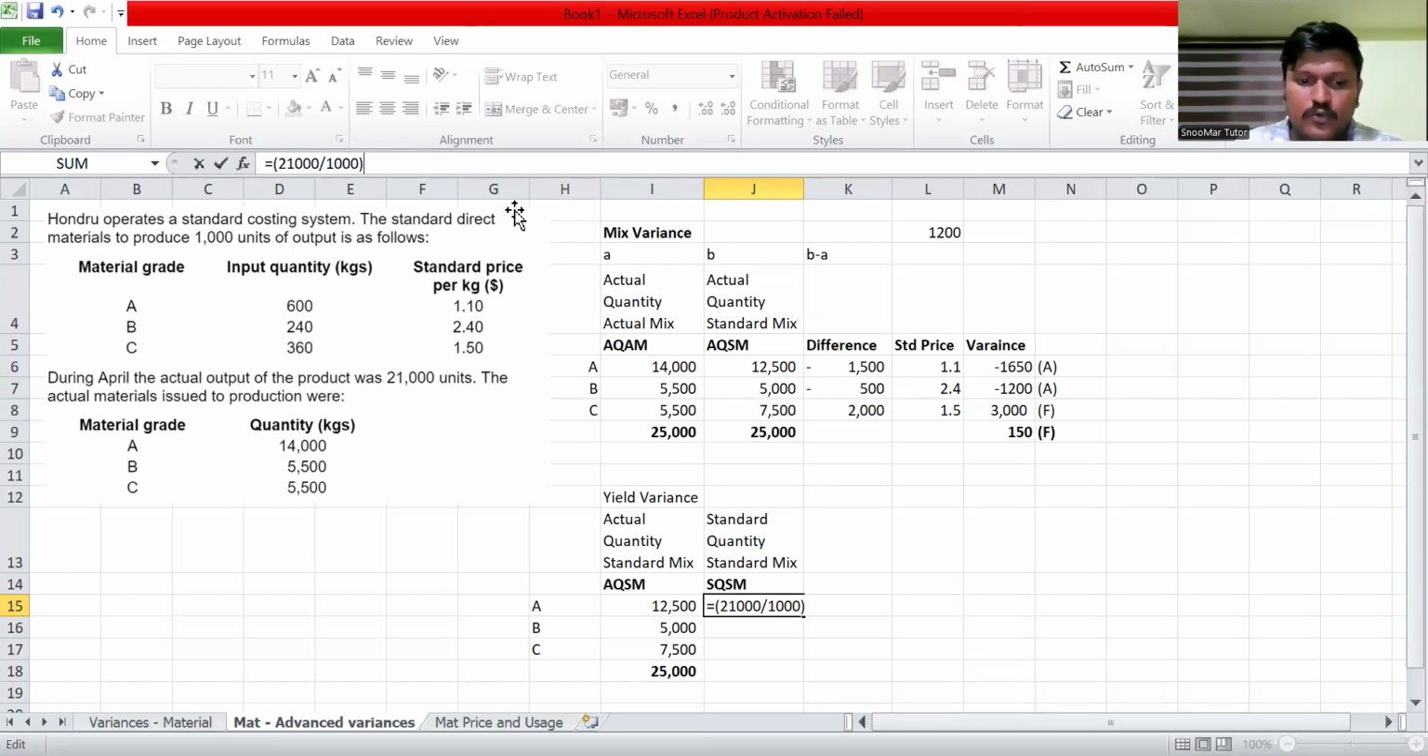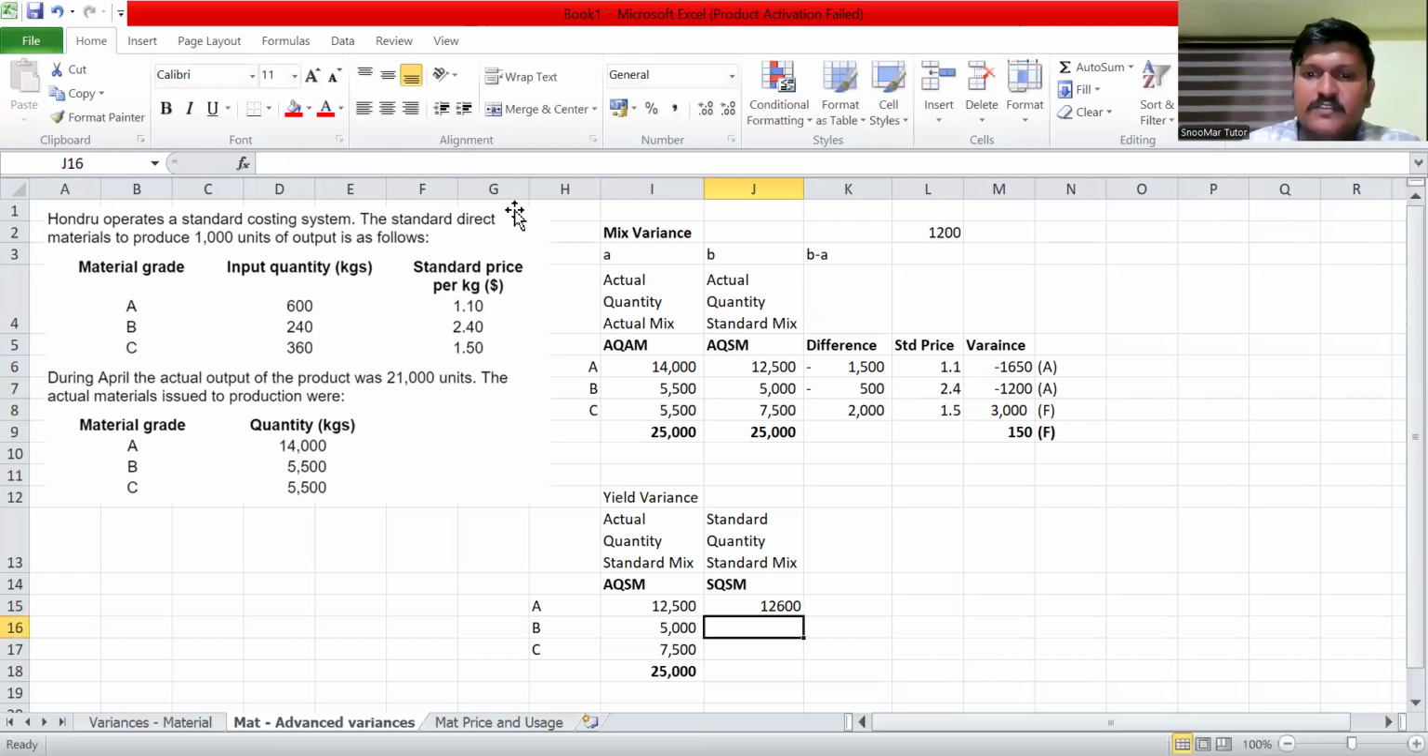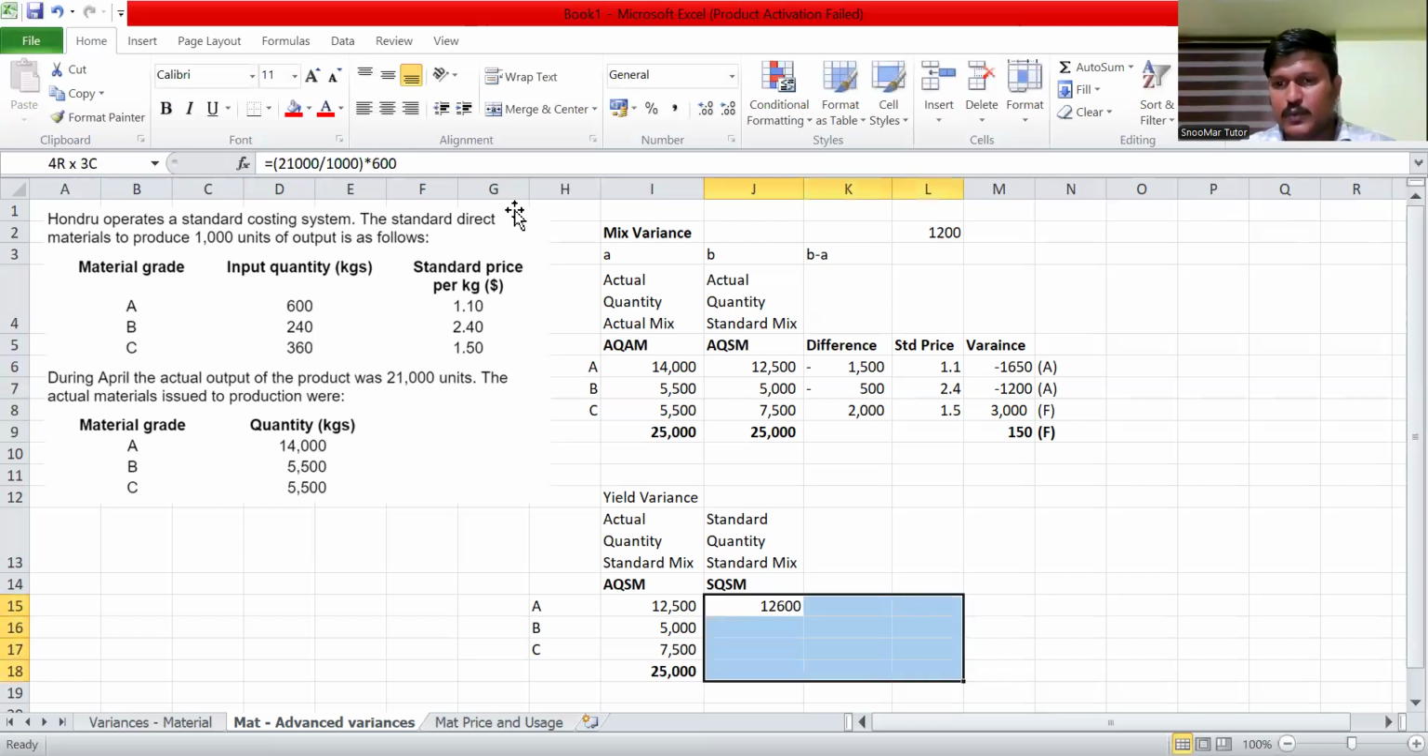So why am I dividing 21,000 by 1,000? Because the input quantity or standard usage is given per 1,000 units. So I divide 21,000 by 1,000, and for every 1,000 units I would be using 600 kgs of A. So this is my standard usage of 12,600. I hope the way it is being explained is clear.